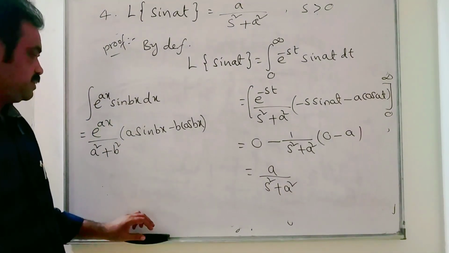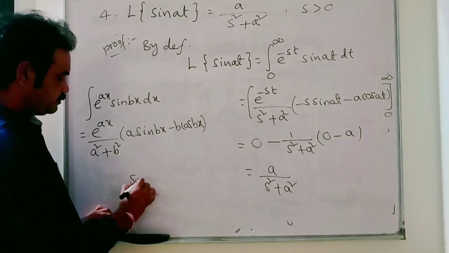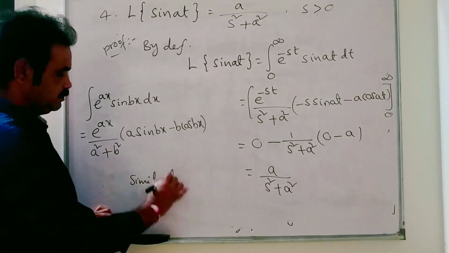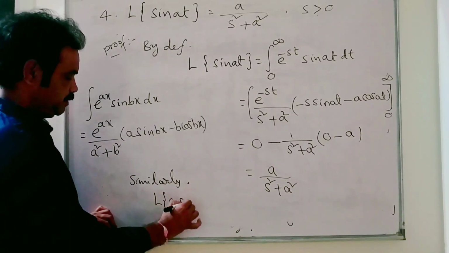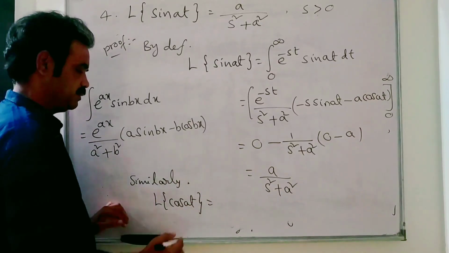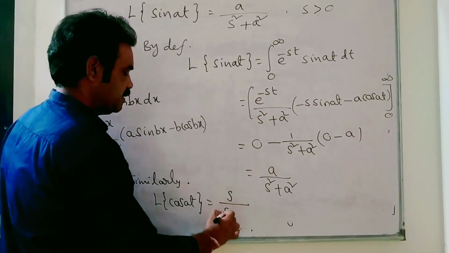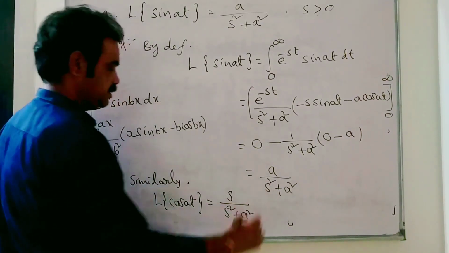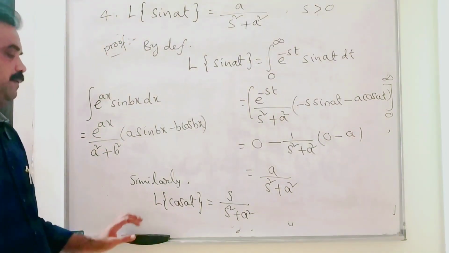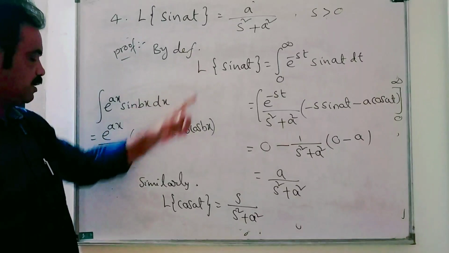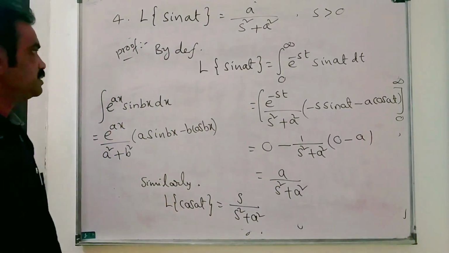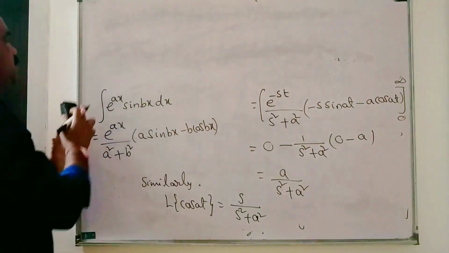Similarly, you can prove L of cos at is equal to s by s square plus a square. L of sin at is a by s square plus a square. L of cos at is s by s square plus a square. Go to the next one.